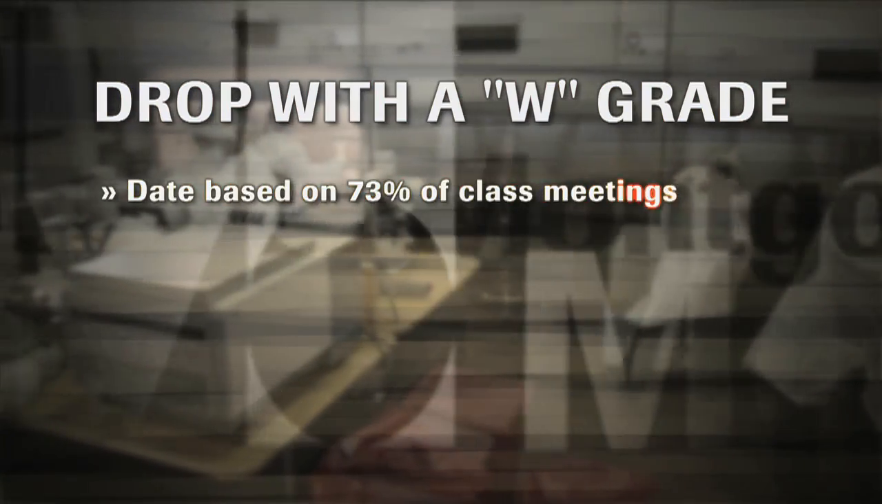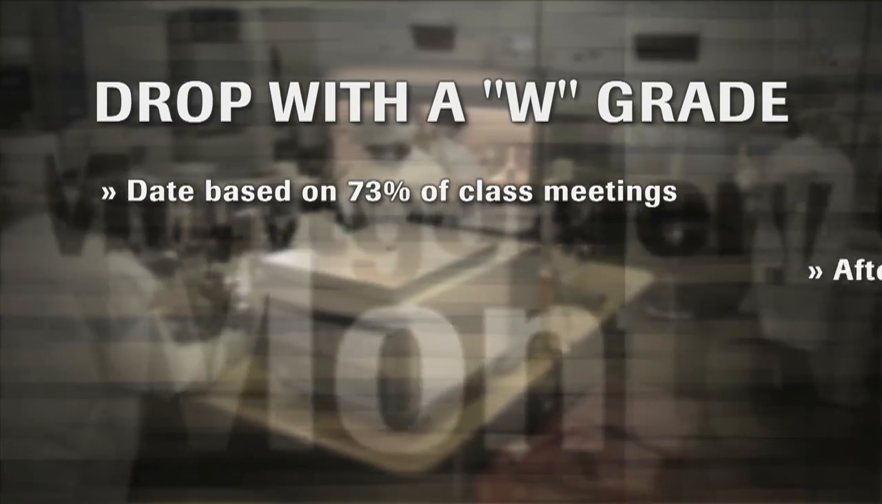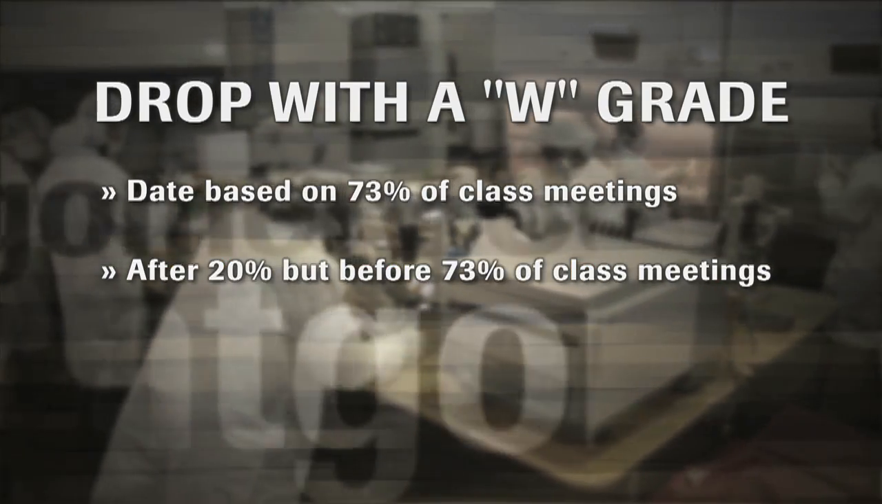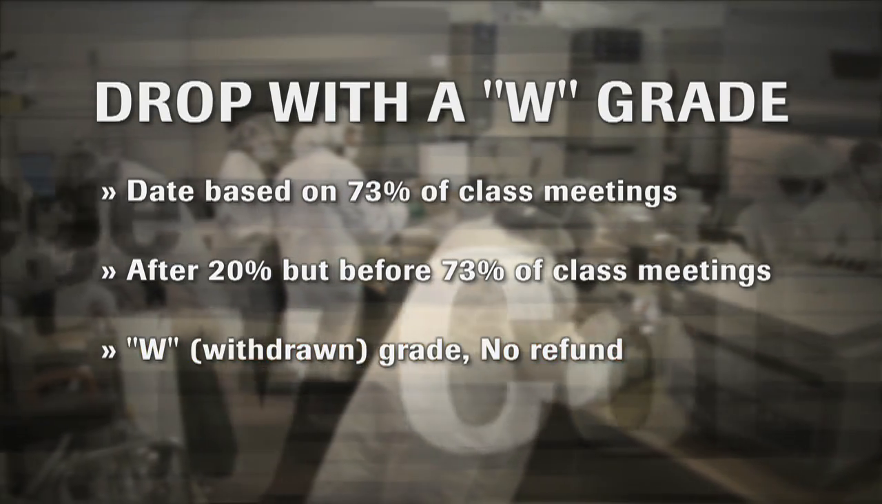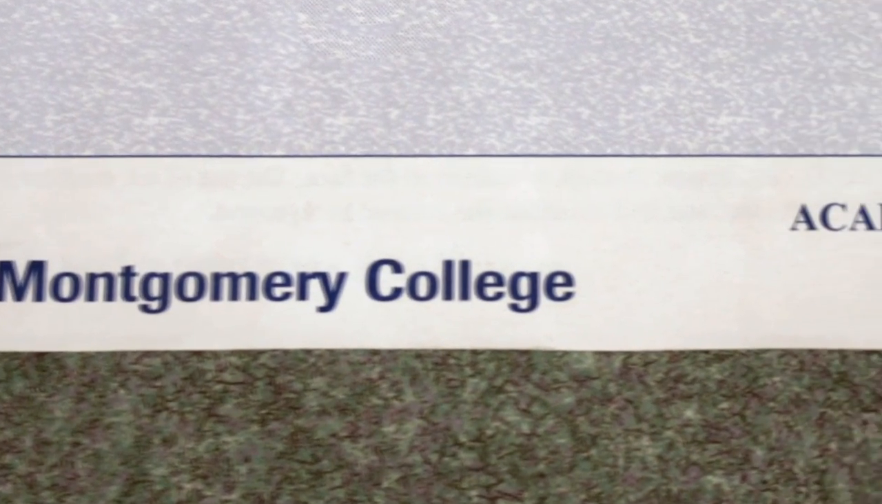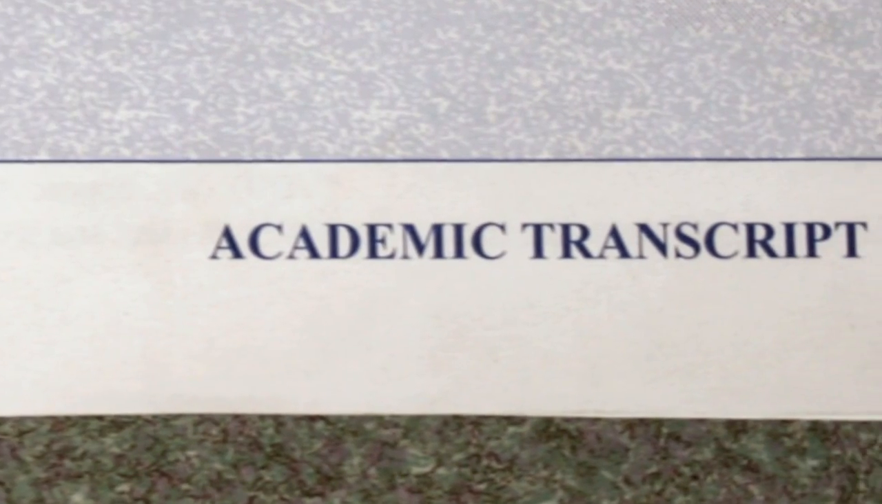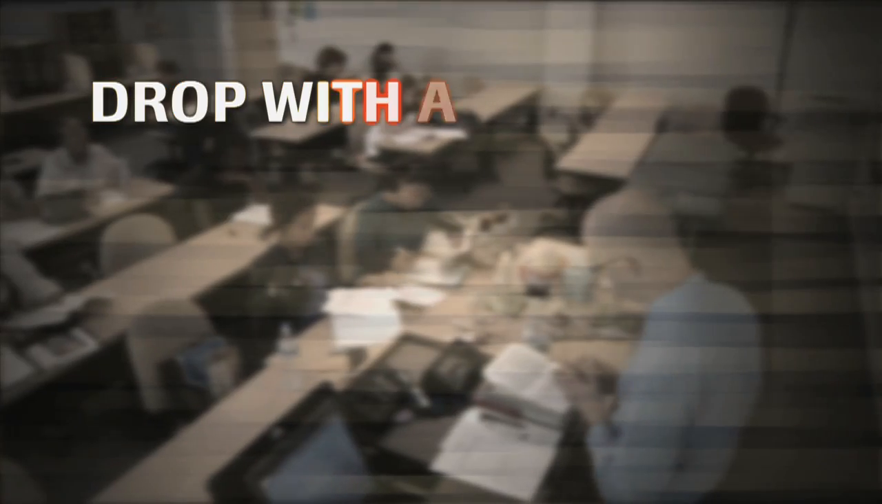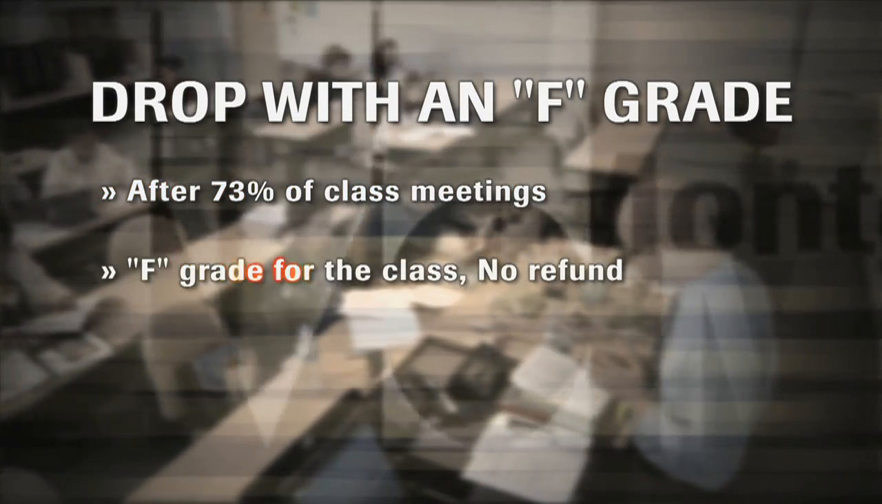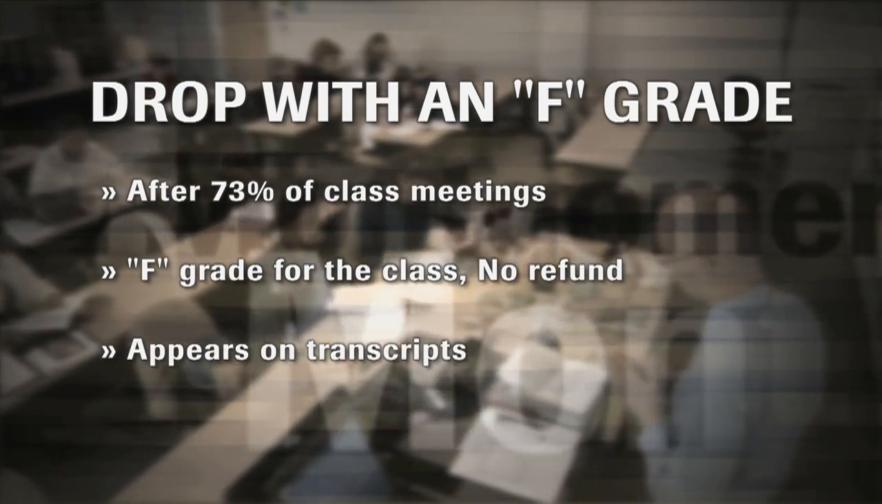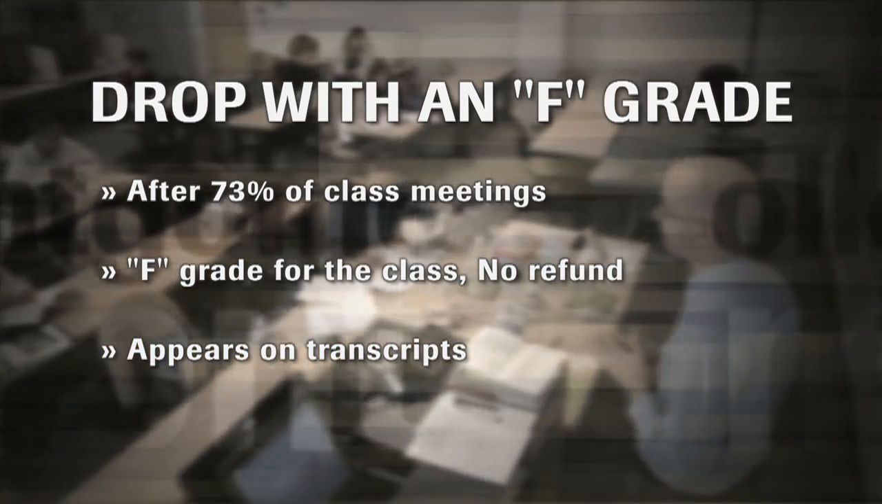The final date is the drop with a W date. This date is based on 73% of the class meetings. Students who drop a class after the 20% date, but before the 73% date will receive a W grade, indicating withdrawn. This will not impact your GPA, but it will show on both your official and unofficial transcripts. Any classes dropped after 73% of class meetings will be dropped with an F grade, which will show on both your unofficial and official transcript.